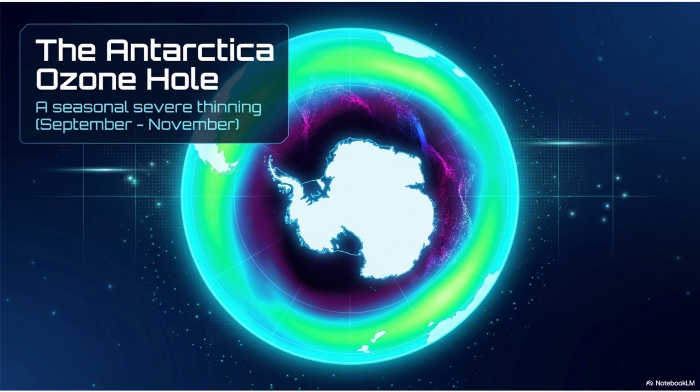Very cold conditions in the Antarctic stratosphere help form special clouds. On these clouds, chemical reactions make chlorine compounds more reactive. When sunlight returns in spring, these reactions contribute to rapid ozone destruction.